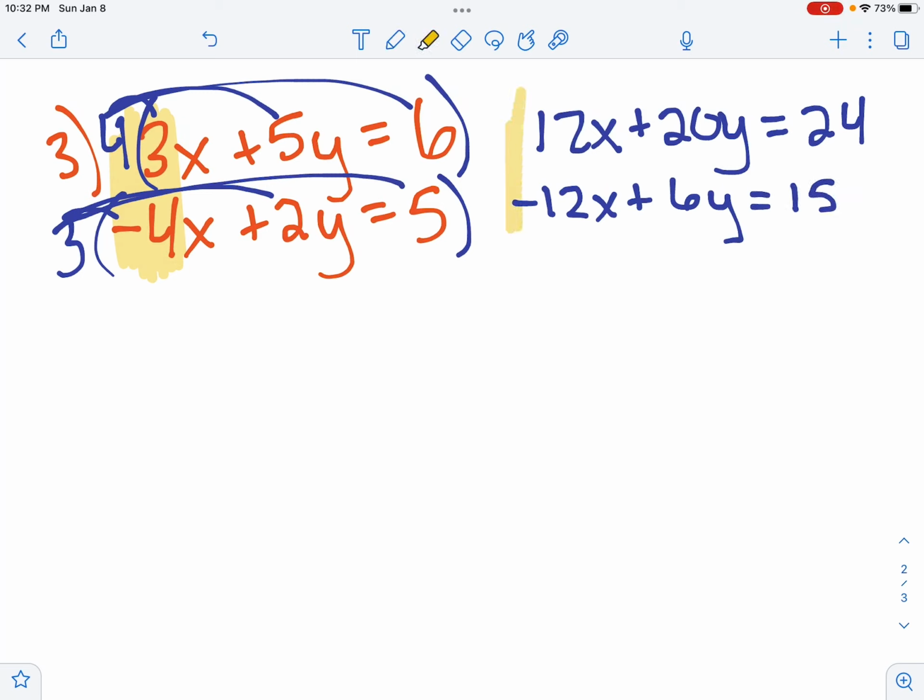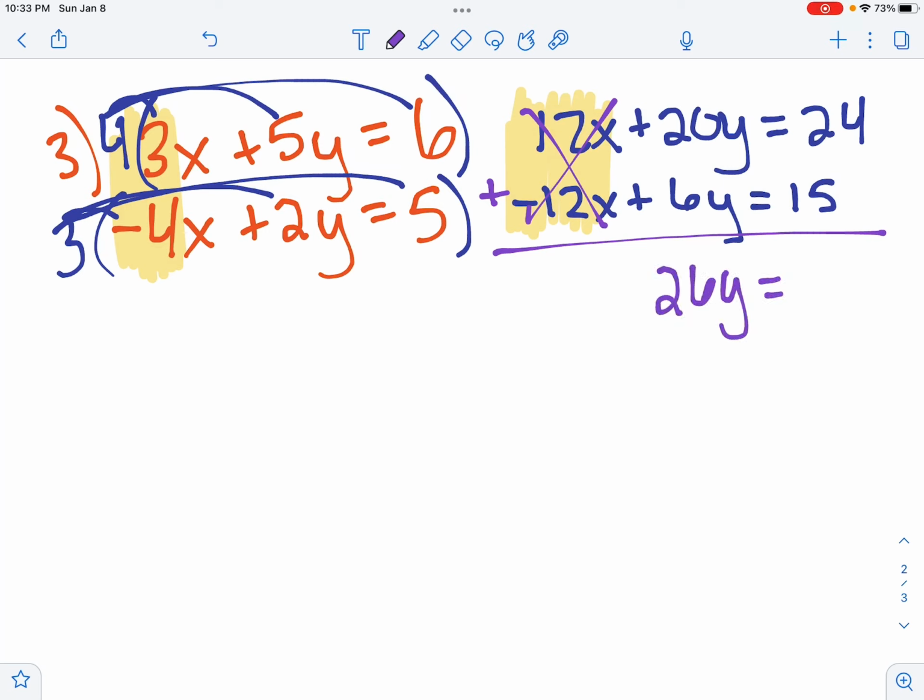So if I look at my x's at this point, they now have the same number, opposite sign. So I can go ahead and add my equations together. 12x plus negative 12x, eliminate, they cancel. 20y plus 6y is 26y. 24 plus 15 would be 39. Now I'm going to simplify. Divide by 26.